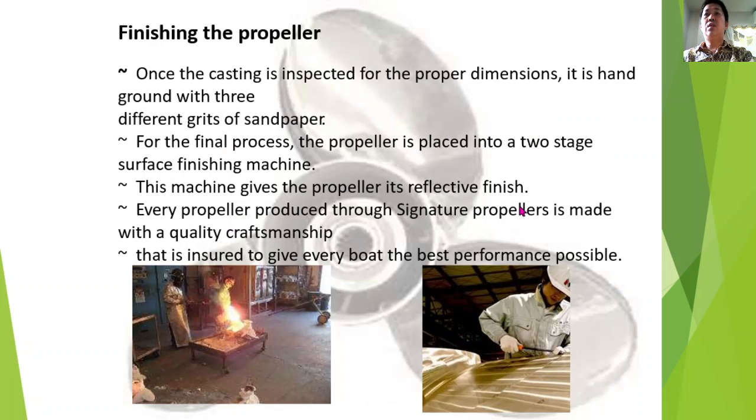You have also finishing the propeller. Once the casting is inspected for the propeller dimensions, it is hand ground with 3 different grades of sandpaper. For the final process, the propeller is placed into the 2-stage surface finishing machine.